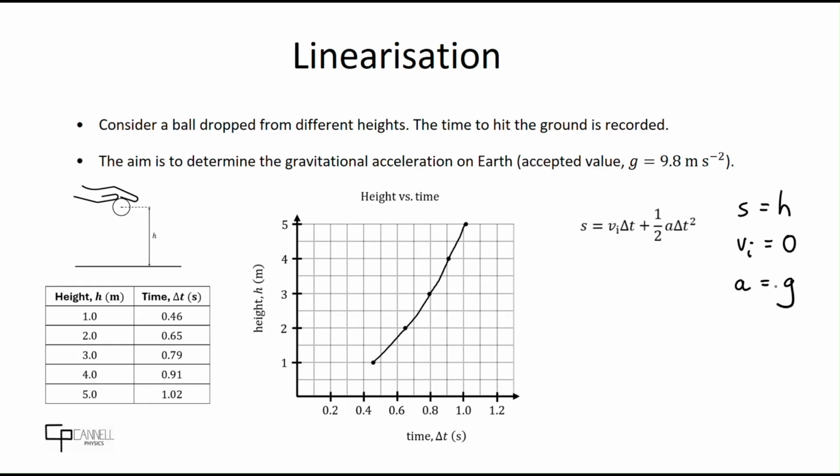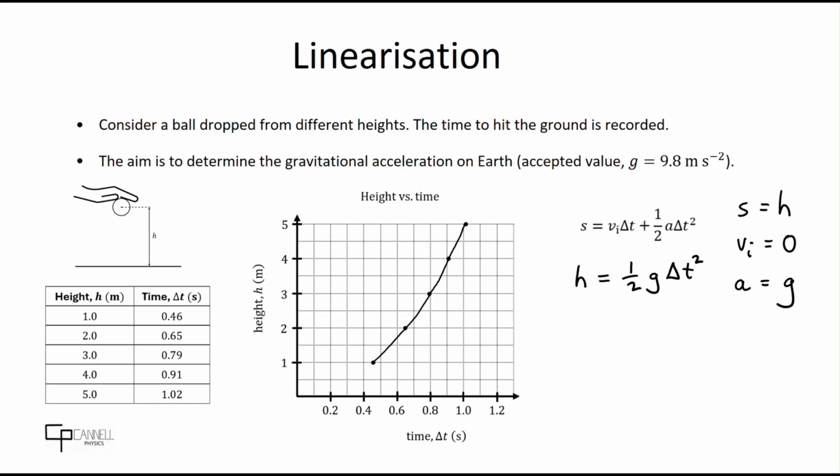So we know the theoretical accepted value for g on Earth's surface is 9.8 meters per second squared, but the point of this data collection and graphing is to experimentally determine this and see how close we get to 9.8. And this will involve linearization at some point, but we're not going to discuss that on this page. We're going to discuss that on the next page. So given these parameters for this investigation, the equation simplifies to h equals half g delta t squared.